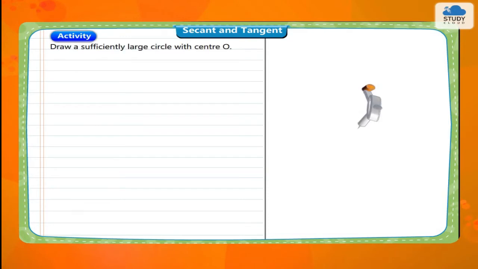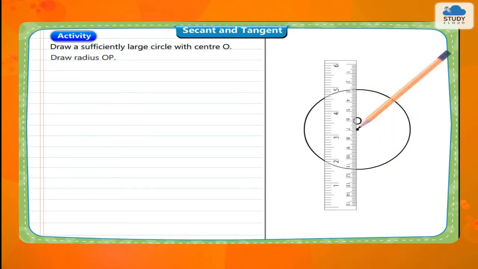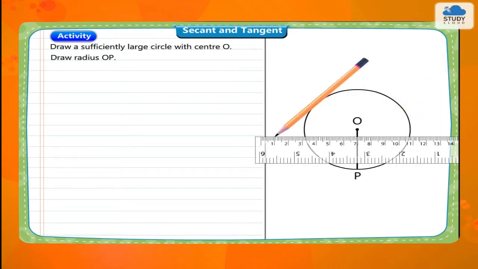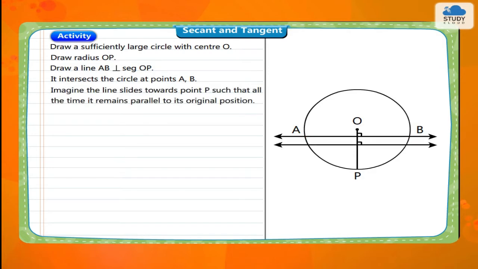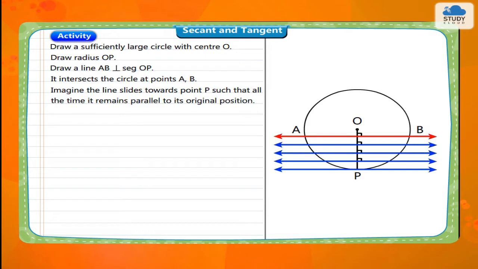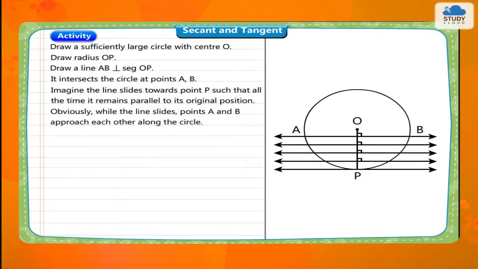Activity. Draw a sufficiently large circle with center O. Draw radius OP. Draw a line AB perpendicular to segment OP. It intersects the circle at points A and B. Imagine the line slides towards point P such that all the time it remains parallel to its original position. Obviously, while the line slides, points A and B approach each other along the circle.